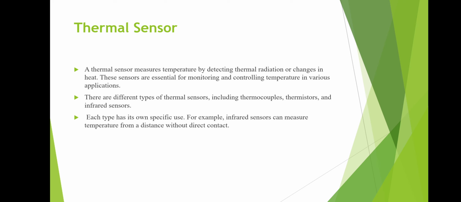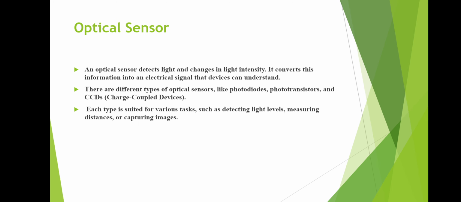Then thermal sensor. A thermal sensor is used to measure temperature by detecting thermal radiation or changes in heat. Different types of thermal sensors include thermocouple, thermistor and infrared sensors. Each type of sensor has specific use. For example, infrared sensors can measure temperature from a distance without direct contact.